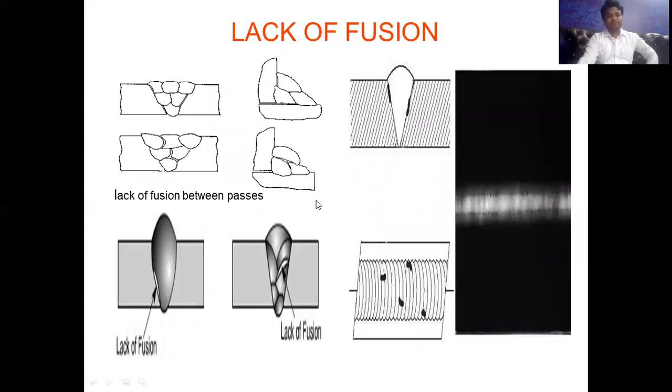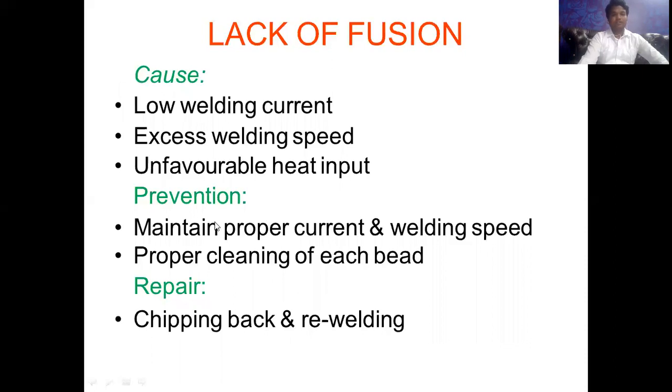Lack of fusion between the faces. So this is a lack of fusion, this is a lack of fusion here. And this is a lack of fusion observed under radiography. The causes are low welding current, excess welding speed, and unfavorable heat input. Preventions are to maintain proper current and welding speed, and proper cleaning of each bead. Repair: chipping back and rewelding. So these are the things we have to look into for lack of fusion.